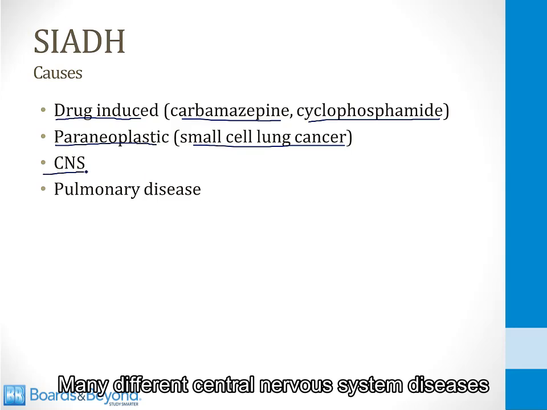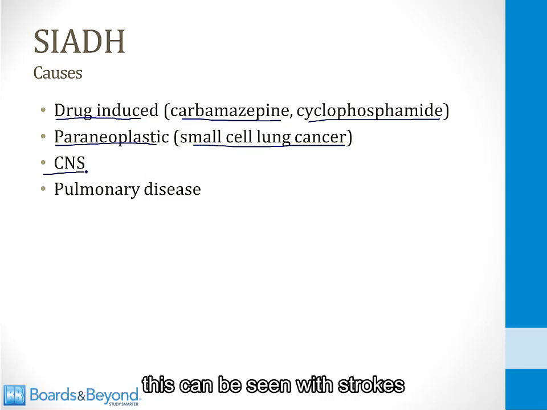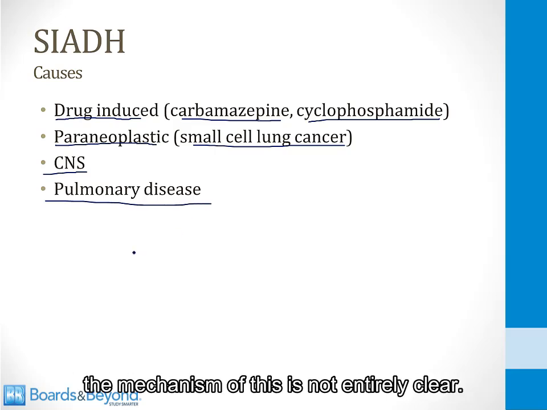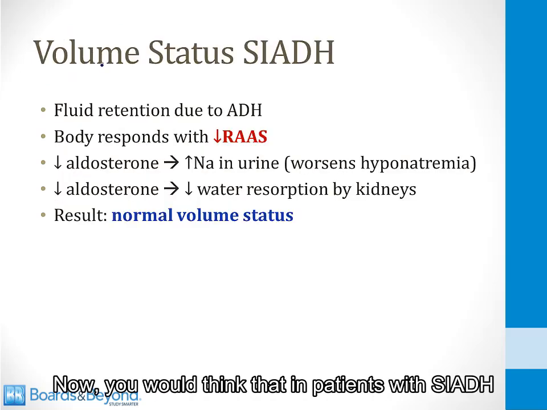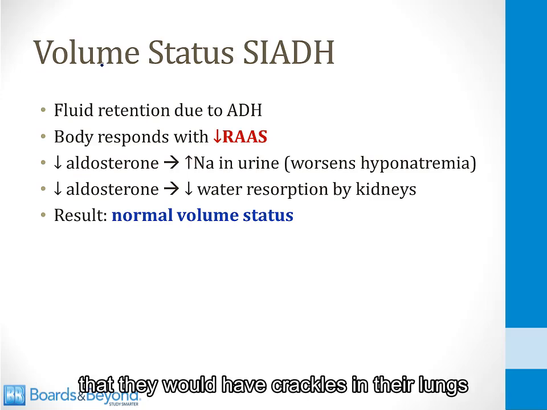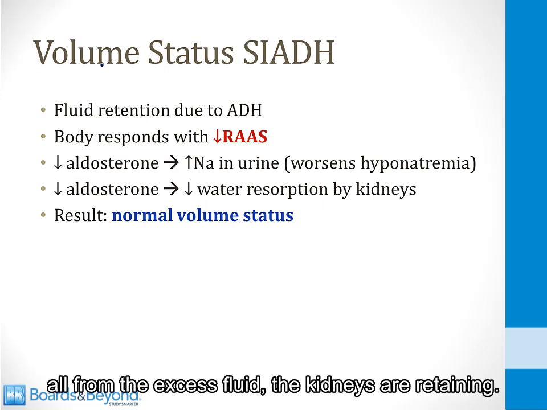Many different central nervous system diseases stimulate ADH release and lead to SIADH. This can be seen with strokes and brain bleeds and brain tumors. And then finally, pulmonary disease of just about any cause can also lead to SIADH. The mechanism of this is not entirely clear. Now, you would think that in patients with SIADH, they would appear fluid overloaded on clinical exam, that they would have crackles in their lungs and lower extremity edema, all from the excess fluid the kidneys are retaining.